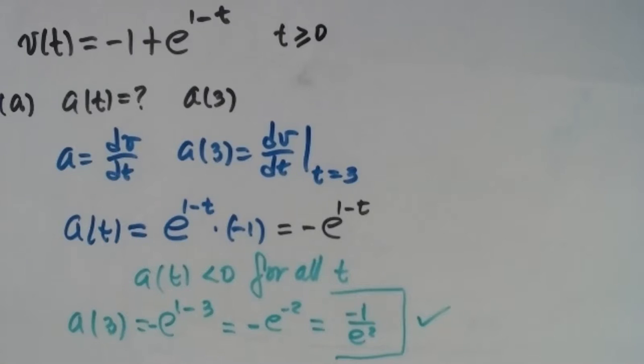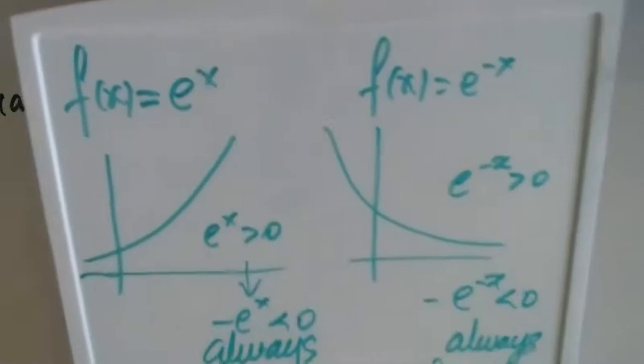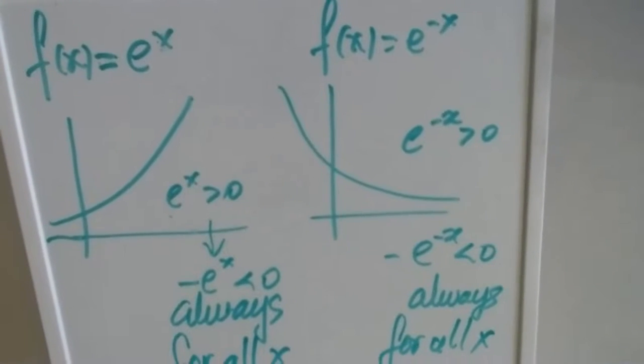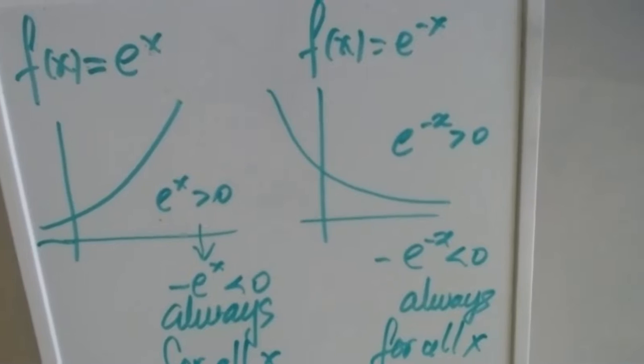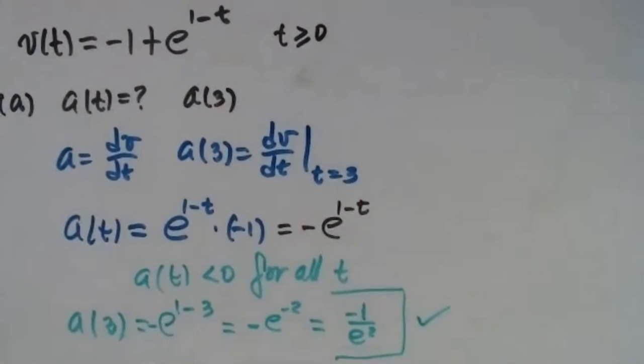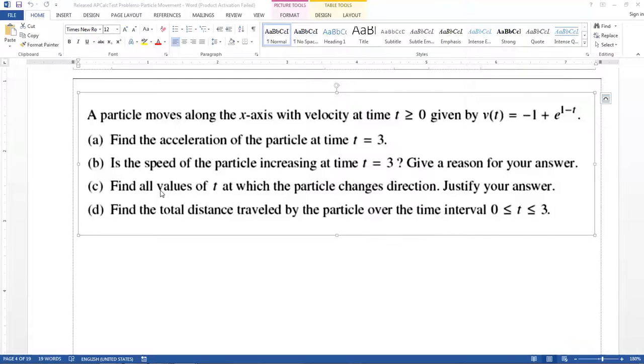Questions here? This is easy, right? So the first part is easy. The only thing I want to recall is this one. There is no calculator to see this graph, so you have to recall your old algebra, correct? These all functions and how they behave. Okay, let's see the next question. The next question is: is the speed of the particle increasing at time equals 3? Give a reason for your answer.